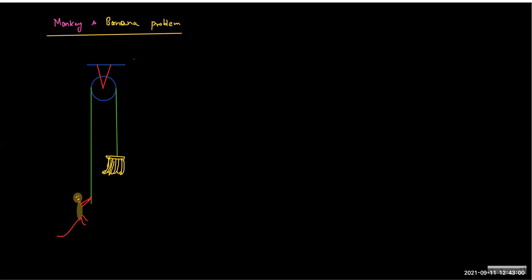Now, what is the interesting part? The monkey and the banana have the same mass. Oh, that's the problem actually. If you look at the ABD of the situation, gravity will pull the monkey with mg, and the banana with exactly the same force on both sides.